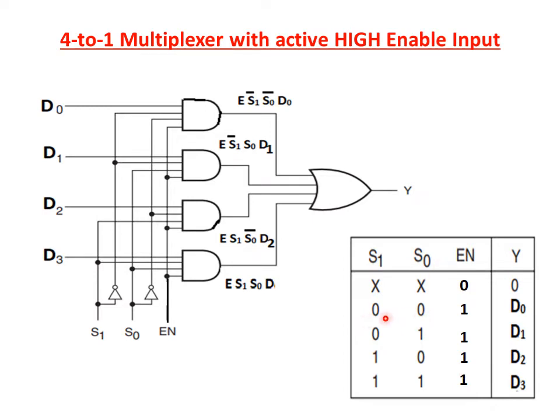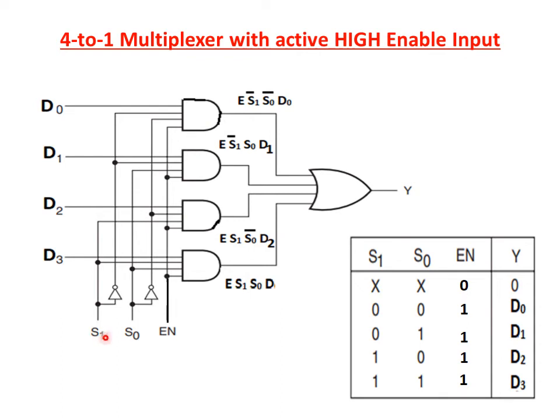Now for the selection line combinations 0 0, 0 1, 1 0, 1 1, the outputs are D0, D1, D2, D3. So the expression at this position is Y0 equal to the enable input E, S1 bar, S0 bar, and the input D0. So the expressions are here. These combinations are implemented by AND gates. So here we have four expressions, and the four expressions are represented by four AND gates.